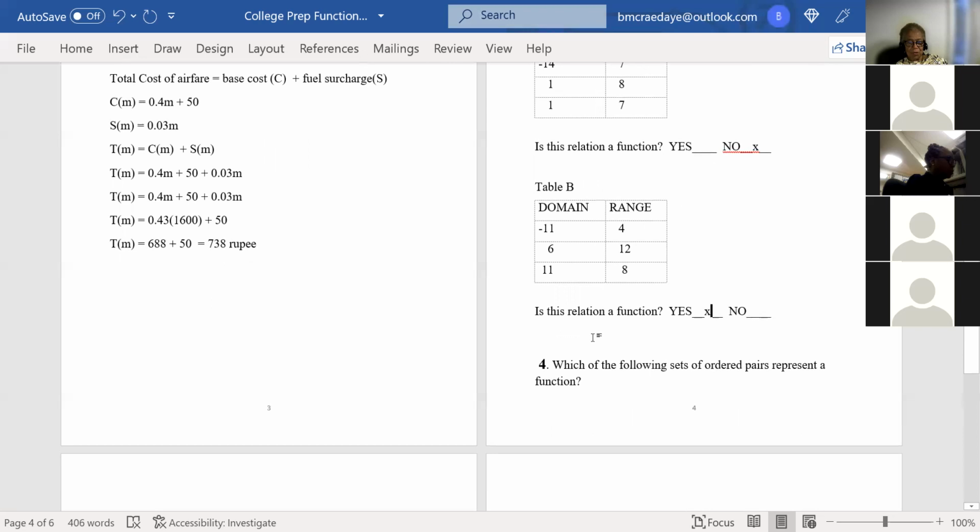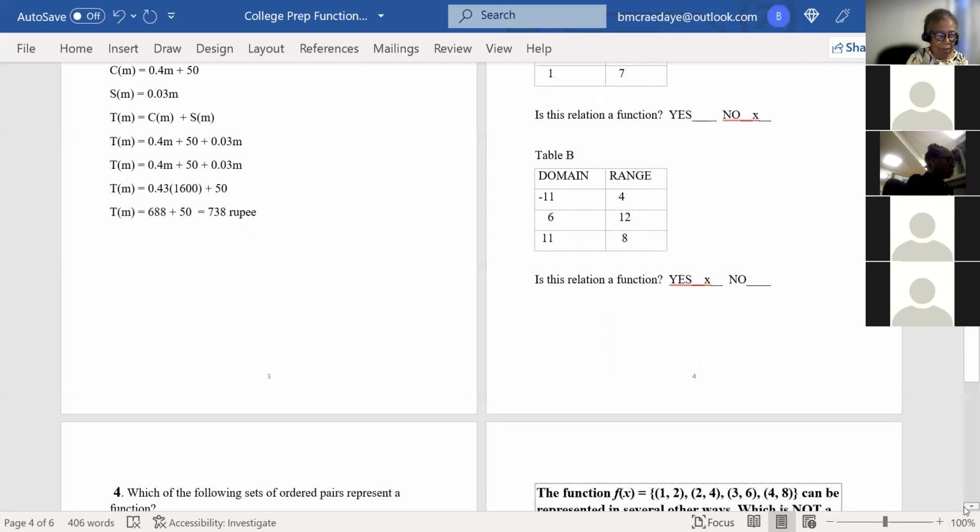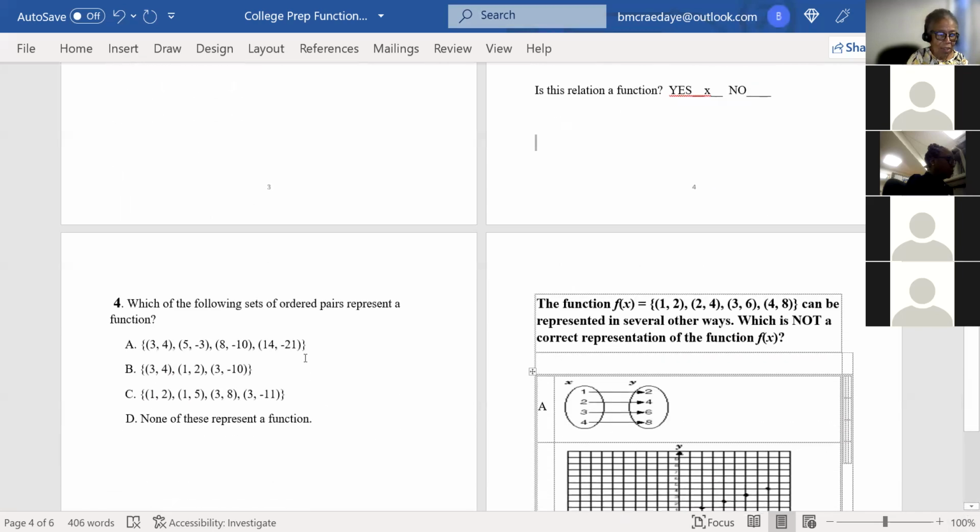Now let's go to ordered pairs. Remember, ordered pairs come X and Y, X followed by Y. So that means X, Y, X, Y, X, Y. Now, Latoya, which of the following sets of ordered pairs represent a function?